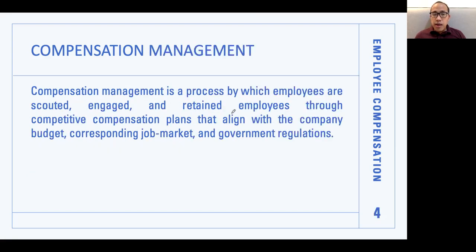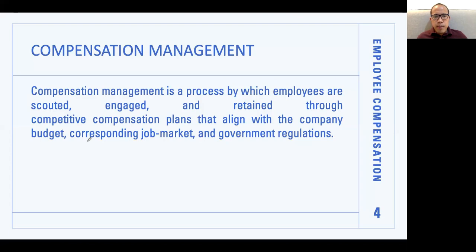Okay? So you have this practice, no? We call compensation management. So compensation management is a process by which employees are scouted, engaged, and retained through competitive compensation plans that align with the company budget, corresponding job market, and government regulation.